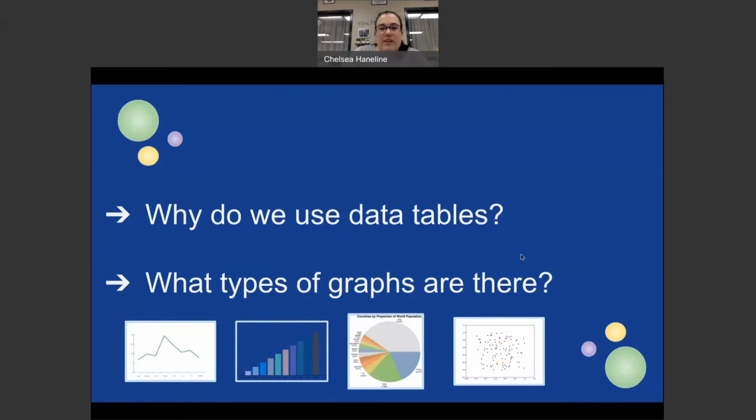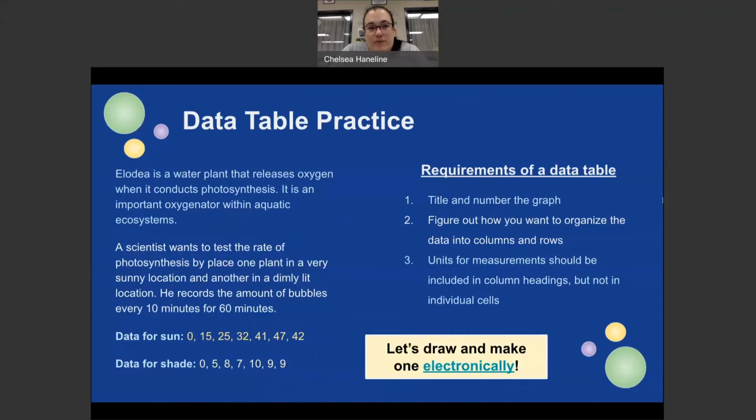Let's go to our next slide. Okay, so we're going to practice making a data table. Elodea is a water plant that releases oxygen when it conducts photosynthesis. It is an important oxygenator within aquatic ecosystems. A scientist wants to test the rate of photosynthesis by placing one plant in a very sunny location and another in a dimly lit location. He records the amount of bubbles every 10 minutes for 60 minutes, so the data for the sun and the data for the shade. So we're looking at time versus amount of bubbles being produced.